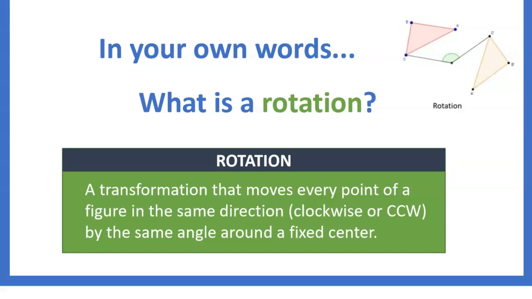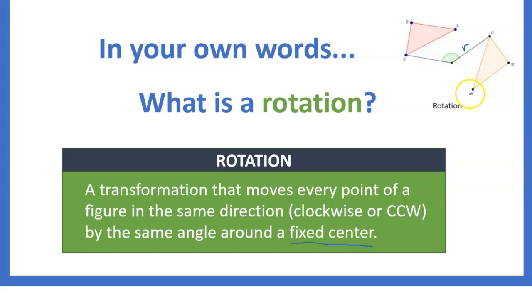A transformation that moves every point of a figure in the same direction, clockwise or counterclockwise, by the same angle around a fixed center. Now, notice this doesn't say anything about circles, but there are certain things in here that indicate circles, like a fixed center. That's what creates a circle. So when we have a fixed center with a length that we call a radius, r, and we spin that radius, we spin that point all the way around that fixed center, that creates a circle. That would be the same for all of these points.